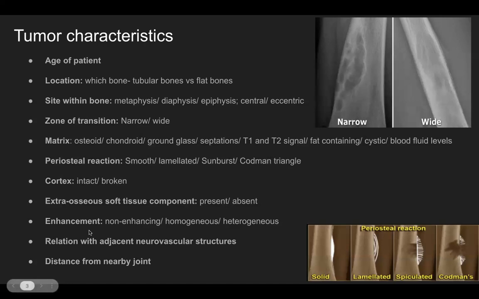Enhancement: if you are seeing an MRI film, then you must also know the enhancement of the tumor, whether it is non-enhancing, or it is showing a homogeneous enhancement, or it is rim enhancing, or it is showing a heterogeneous enhancement. You should also note on an MRI what the relation is with the adjacent neurovascular structures, whether it is compressing or encasing any important blood vessel or nerves. And the last thing to report is the distance from the nearby joint, because that has an impact in case it's a malignant tumor and the surgeon is planning an amputation or a disarticulation of the bone.